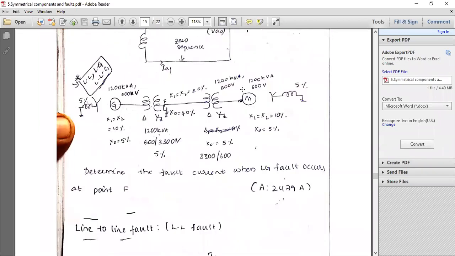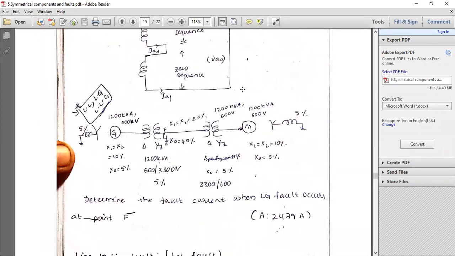Now please note down the problem here. We will solve this problem tomorrow, but please just note it down. We can use the same problem for line to ground fault, line to line fault, and double line to ground fault also. That's why I'm considering the same example for solving all these faults. Please make a note. Please draw this figure quickly so that we can wind up our session.